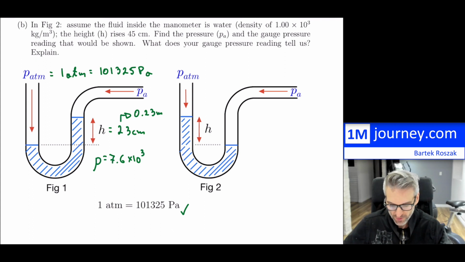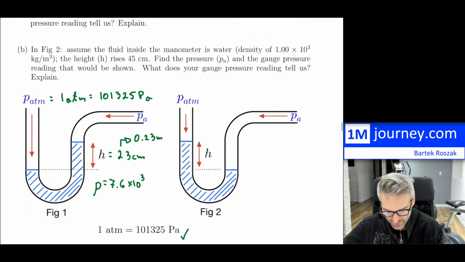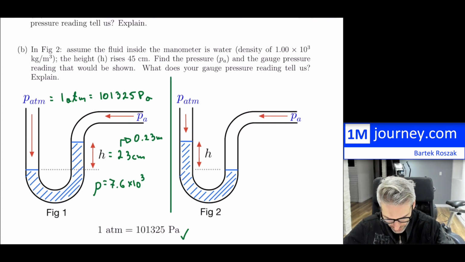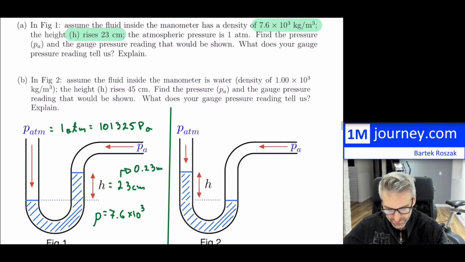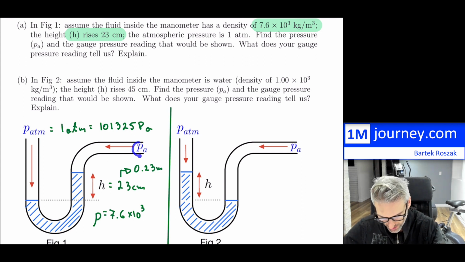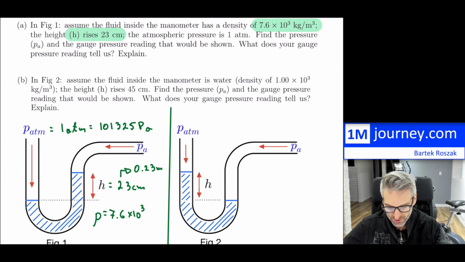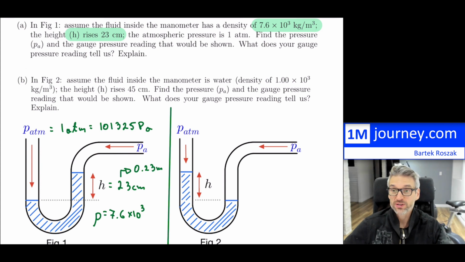So that's what we have. Those are all the given pieces of information. This is for the first figure, so this is part A. Now, they ask us to find what this pressure is, and then they ask us to mention what the gauge pressure would be, like what would the actual reading be and what does your gauge pressure reading tell us.